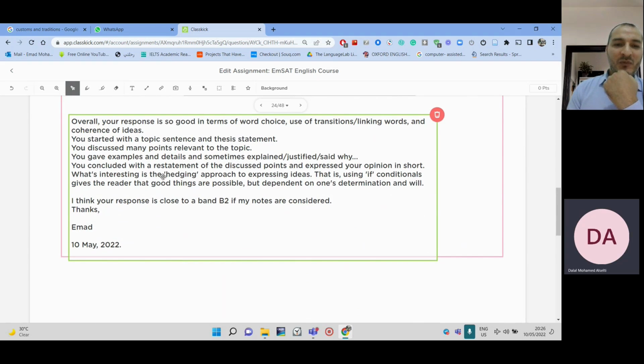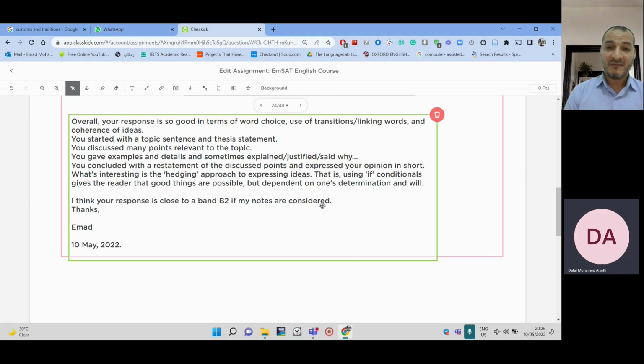What's interesting is the hedging approach to expressing ideas. That is, using if conditionals gives the reader the sense that good things are possible, but dependent on one's determination and will. I think your response is close to a band B2.